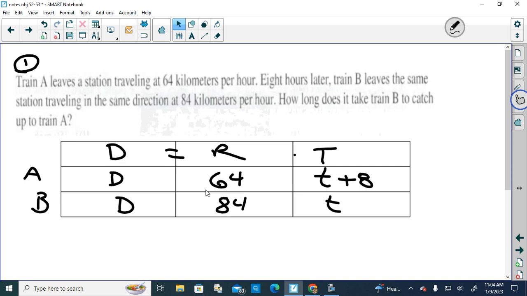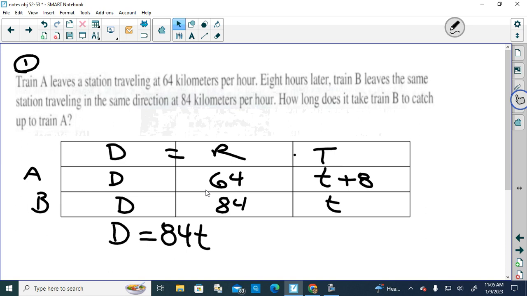Okay, train A left ahead of time, basically. We good? Okay, so distance equals rate times time. So I have my two equations. I'm going to do B first, just because I don't have to have any extra stuff on there. So this is train B. Distance equals rate times time, so that's just going to be 84t.